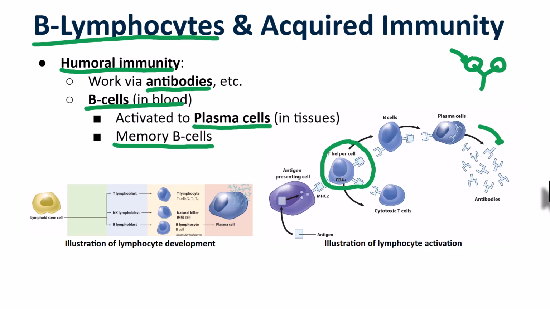So note that these helper T cells are an important part of both cellular and humoral mediated immunity. And if anything were to take them out, such as an HIV infection, that can really hobble an individual's ability to mount an acquired immune response.